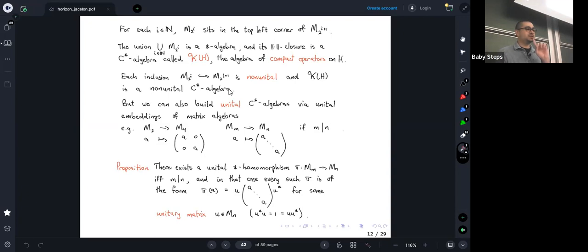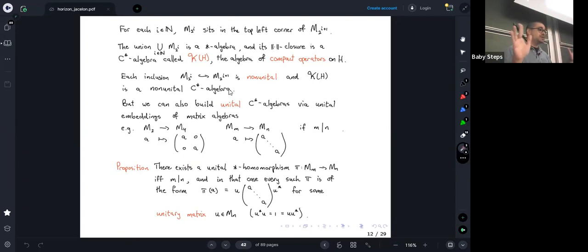But this is an important distinction to make between literally sitting inside one and the other, and instead just having an embedding, an injective star homomorphism, which we view as an embedding. It's an important distinction to make because in the case of the compact operators, it was kind of easy to actually visually see, yeah, we just have this chain of subalgebras. We take the union and we take the closure. It's a little trickier to view M2 actually as a subalgebra of M4, and that actually as a subalgebra of M8, and then sitting inside some B(H), and then taking the union and the closure. We can do it.